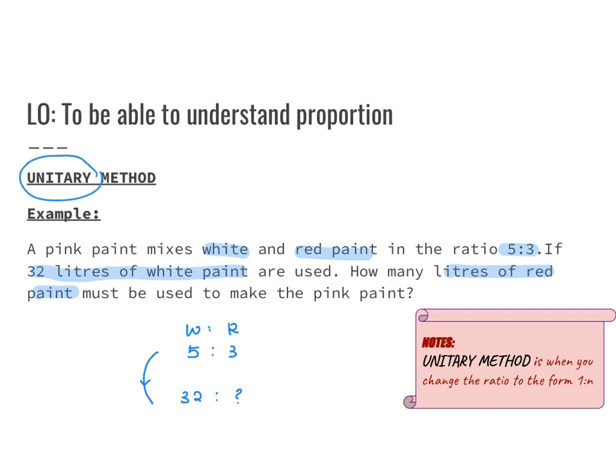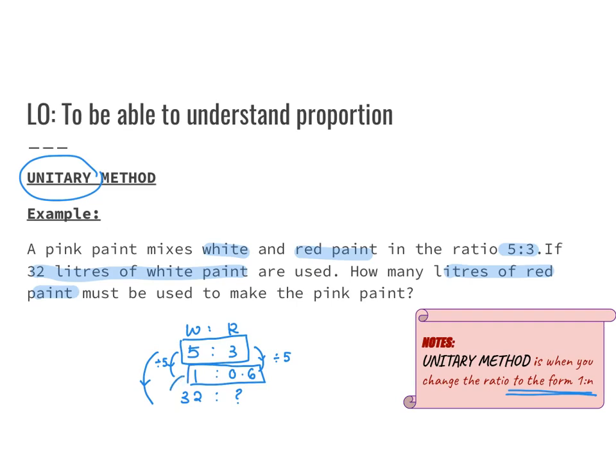Now unitary method is when you change the ratio in a form of 1 to n. So we have our original ratio 5 to 3 here. What we can do is now turn our ratio of white to become 1. Now how can we turn it into 1? We need to divide by 5. So we do the same on the other end. 3 divided by 5, we would get 0.6. Now, instead of using 5 to 3, we are going to be using the ratio 1 to 0.6.